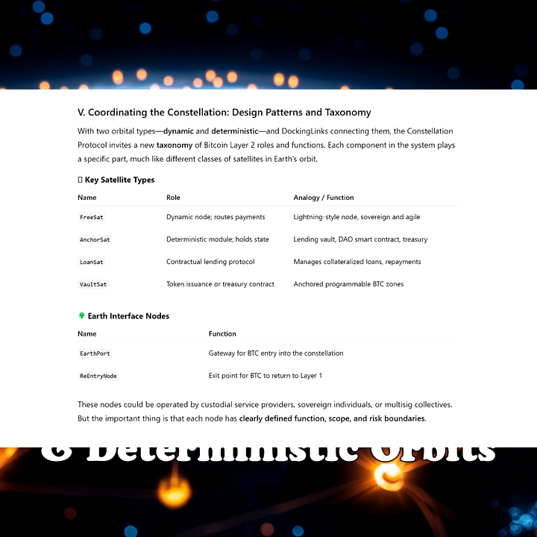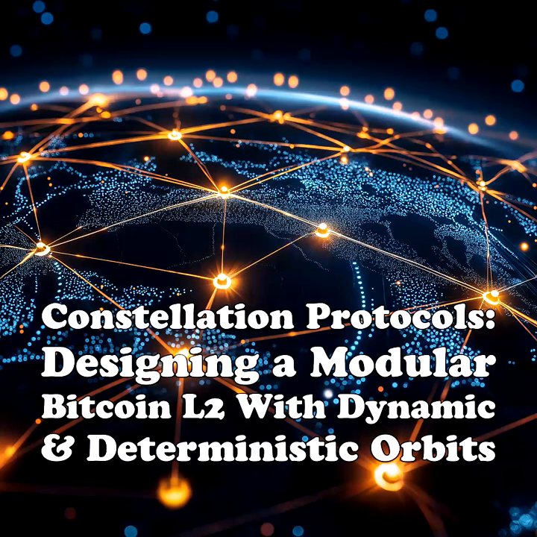This modular breakdown is what gives Constellation Protocols their power. We don't need to reinvent Bitcoin. We just need to build clearly defined, interoperable modules around it. The DockingLink in action. When a user wants to engage with a lending contract, LoanSat, they initiate a docking link from their FreeSat wallet. The docking link defines the terms, amount, duration, collateral parameters. While the BTC is locked, the user retains sovereignty. No one else can move it arbitrarily. When terms are fulfilled or the contract ends, the docking link releases the funds.